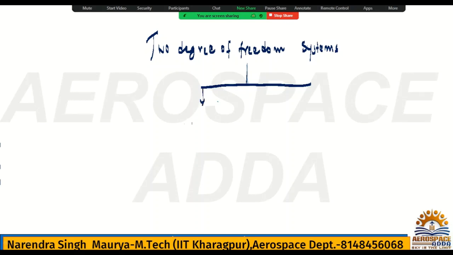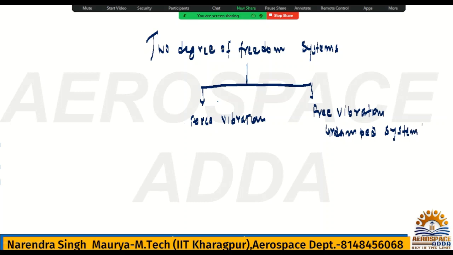It is nothing but equation of motion for the forced vibration. For 2 degree of freedom we have a forced vibration and we have free vibration, analysis of undamped system. Most of the time in your examination this one they had asked. Forced also I think they had asked 1 or 2 times. I don't remember exactly, but free vibration I'm sure the question they had asked many times.